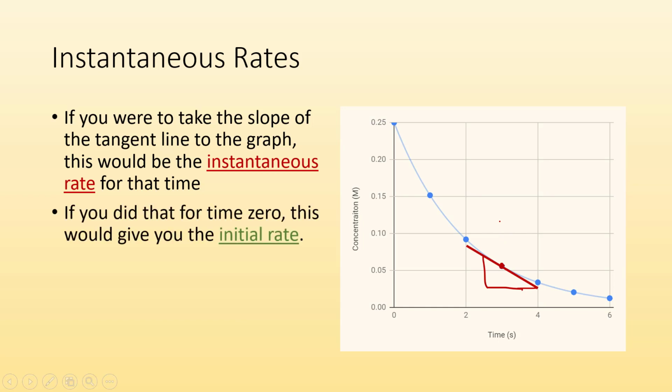So if you were to do this at time 0, this would give you the initial rate because it is the rate at the very, very beginning. So if I go to time 0 and I draw a tangent line to that point, that's going to be my initial rate. How fast was that reaction at the moment it started?